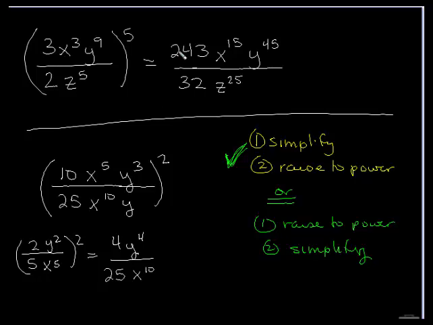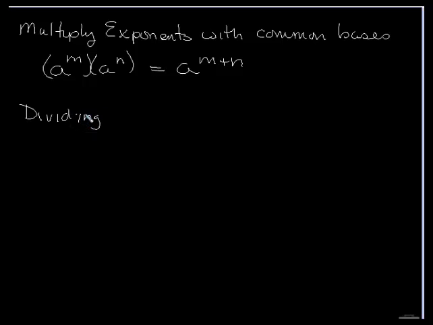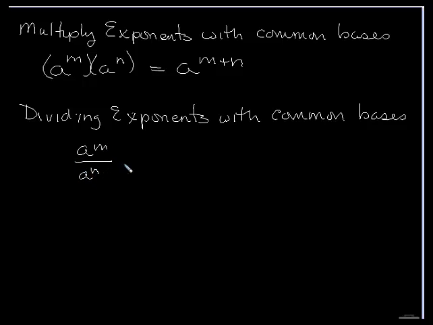Okay, so let's break down the rules. Okay, you have multiplying exponents with common bases. And that's, when I have like a to the m times a to the n, I add the exponents. Then I have dividing. And that's when I subtract. So that's a to the m minus n.